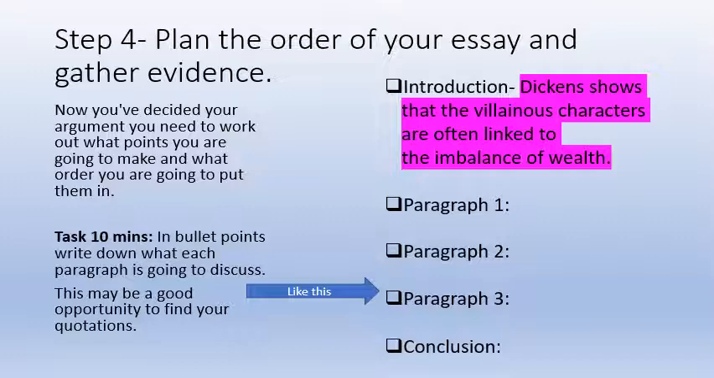Step 4 is to plan the order of your essay, which order you're going to put the points in, and gather evidence. Now you've decided your argument, you need to work out what points you're going to make and what order you're going to put them in. So in bullet points, write down what each paragraph is going to discuss. This may be a good opportunity to find your quotations. So you've got your points, you've got your characters there, you've got your argument that you're going to make, and all you're deciding now is what order you're going to make those points in. Okay?